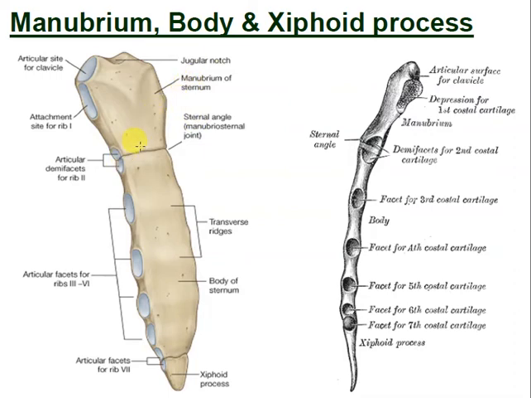Normally the best name is the sternal angle, but the angle of Lewis and some other names are not common, but you can be asked in your exam, so you need to know them. You can see that here we have an articular facet for the second rib, then it continues from the third, then fourth, sixth and onwards. So this will be the third, the fourth, the fifth, the sixth, and here the seventh.